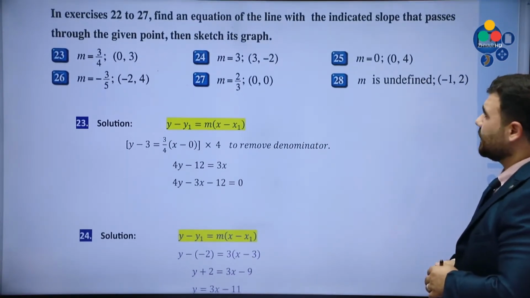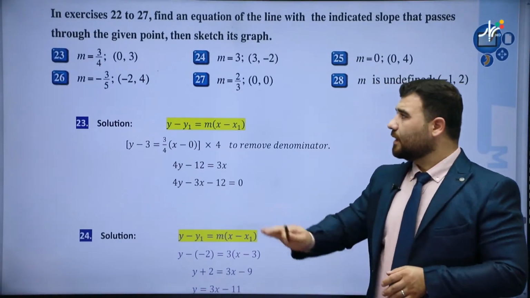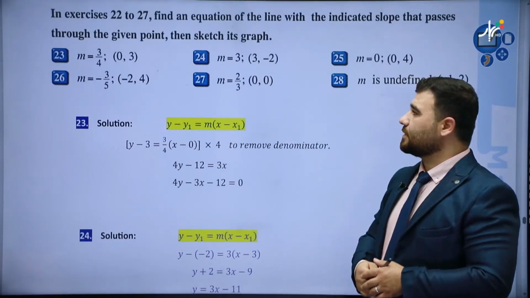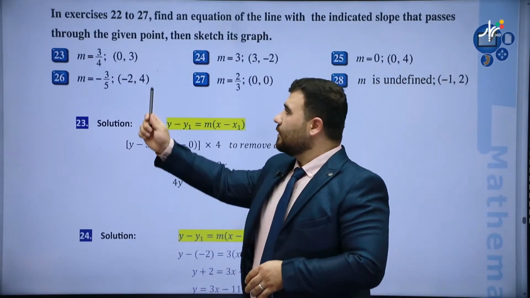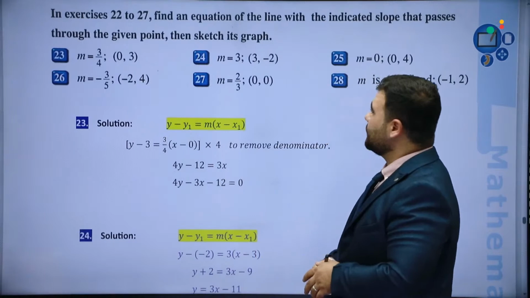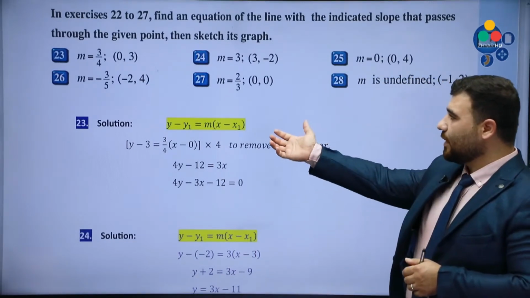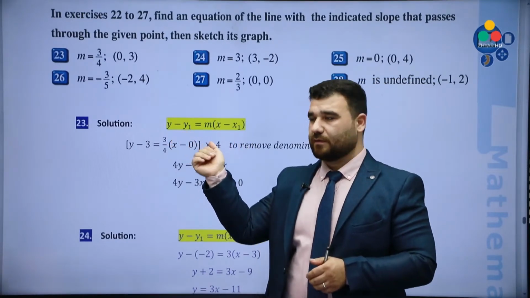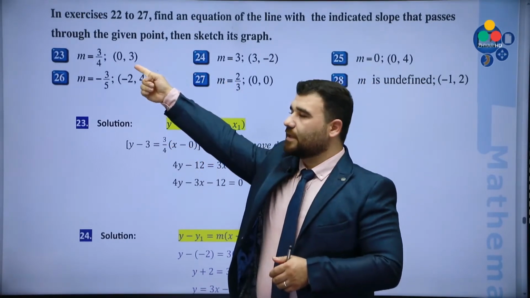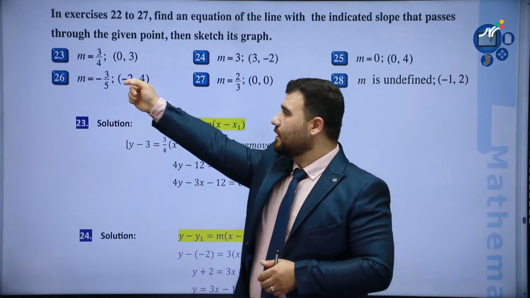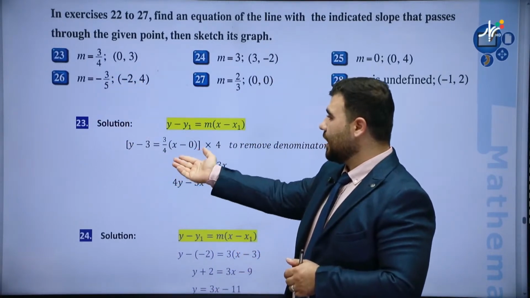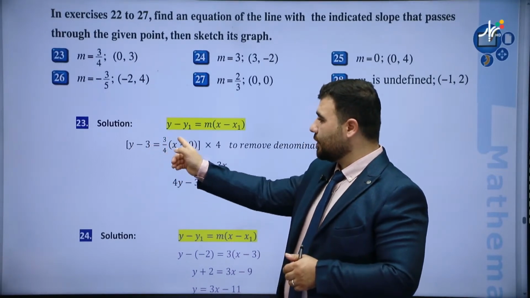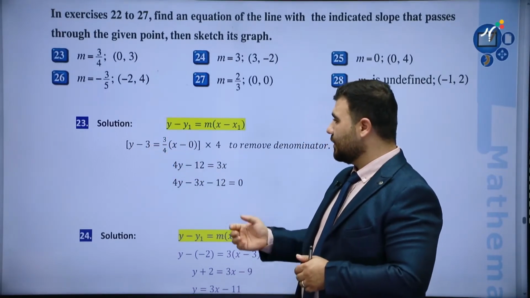We have some other exercises. Let's focus on finding the equation, not sketching. We know how to sketch straight lines already. Let's find the equation of each line. y minus y1 equal m times x minus x1. This is the rule of the equation of a straight line. The point is (x1, y1). It's given. Slope is 3 over 4. Write them: y minus 3 equal 3 over 4 times x minus 0.